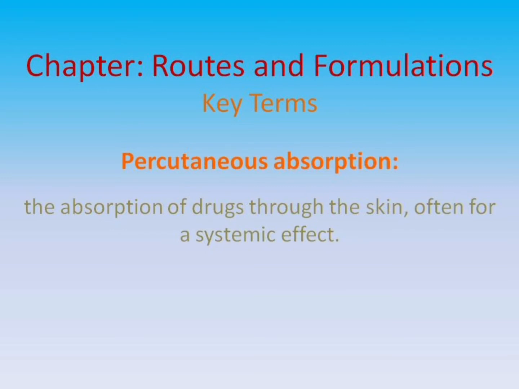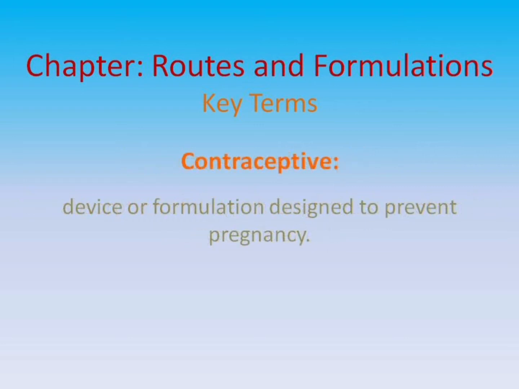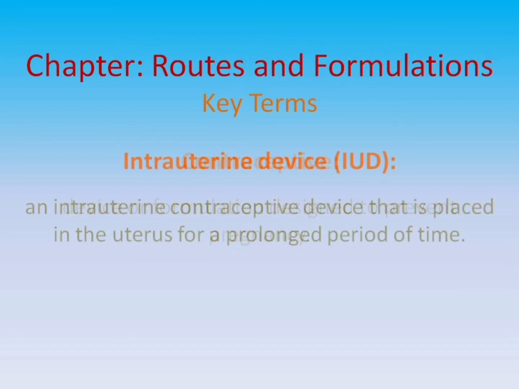Percutaneous absorption. The absorption of drugs through the skin, often for a systemic effect. Contraceptive. A device, or formulation, designed to prevent pregnancy. Intrauterine device, or IUD, is an intrauterine contraceptive device that is placed in the uterus for a prolonged period of time.